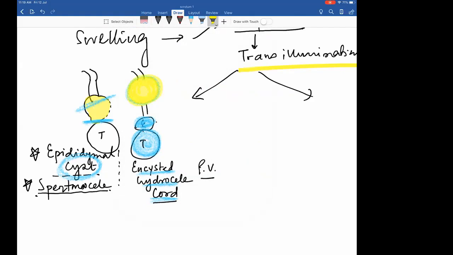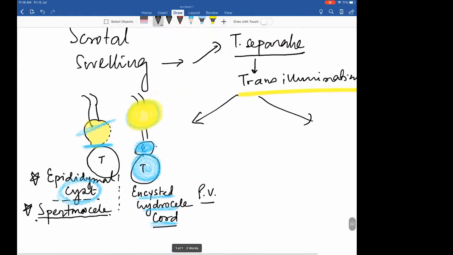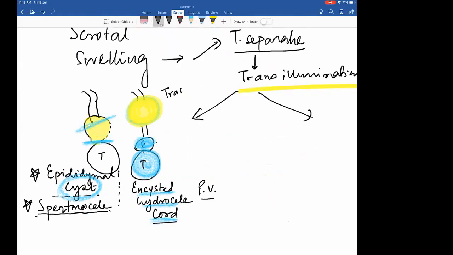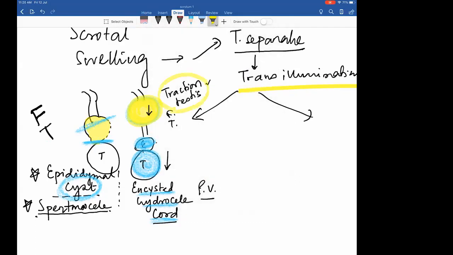But just one important quick point to note about this one is that this swelling gives something called a traction test. That means, apart from being fluctuant and transilluminant, there is something called a traction test. That means if you pull the testes down, this swelling will also move down. Remember that both these cysts are fluctuant. Both these cysts will show transillumination, but on this one you get the traction test on the testes.